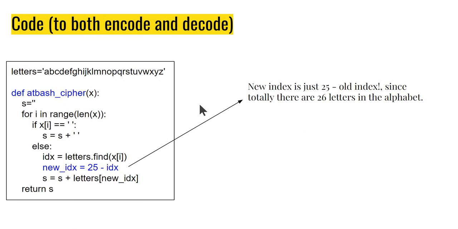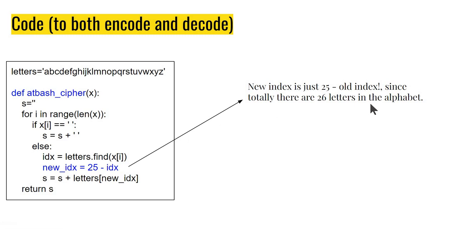So what I'm going to do is take my Caesar cipher code and modify it by just saying that my new index is going to be 25 minus index. I have a string here called letters, which contains all the letters. Everything remains the same as in a Caesar cipher, but I just change the way the new index is computed. And notice this is completely self-decoding, which means that the same code will work for encoding and decoding.